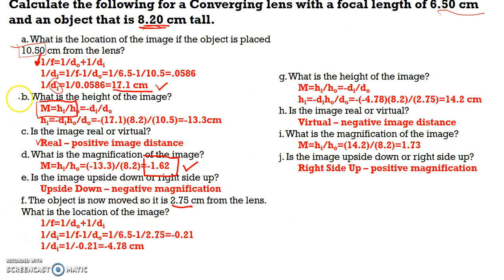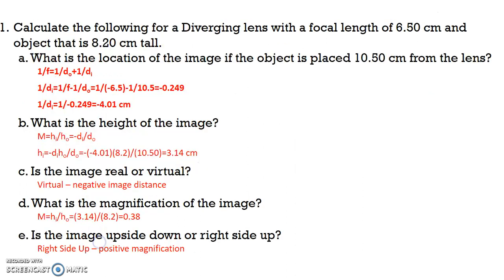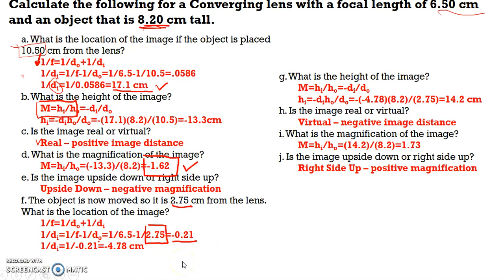So we do the same process that we did up in letter A, same formulas, except now we're going to be changing the object distance to 2.75, and so we should get negative 0.21. We plug that in to get the image location, and we will get negative 4.78 centimeters. Letter G says, what is the height of the image? So the same thing, 14.2 centimeters after you plug in the image distance as negative 4.78, which is right here.